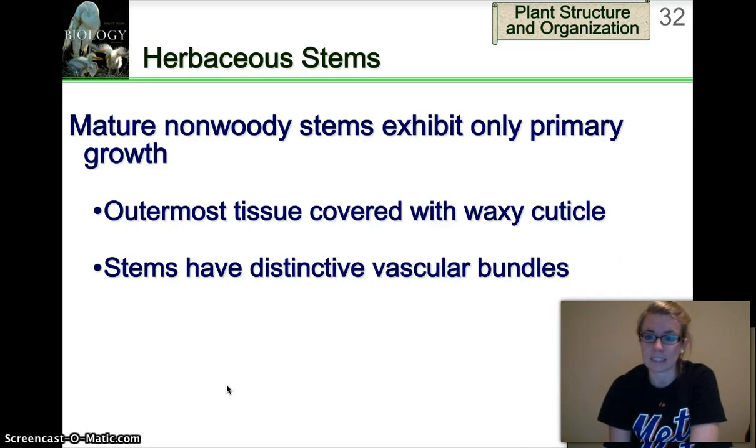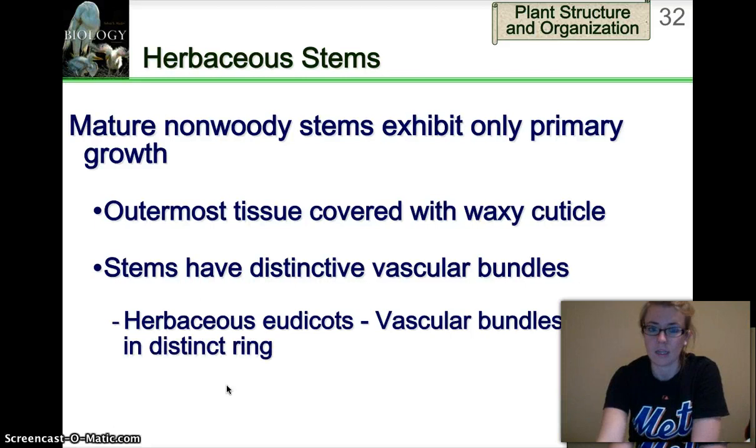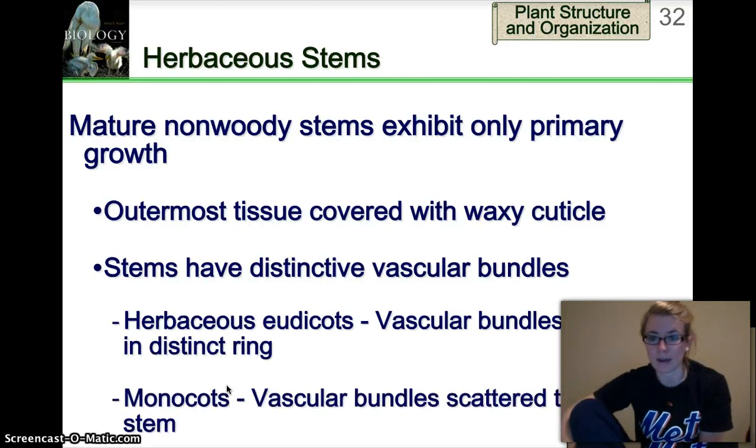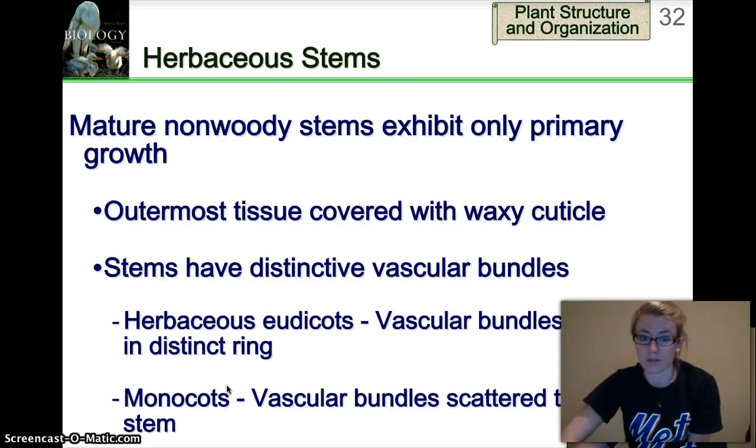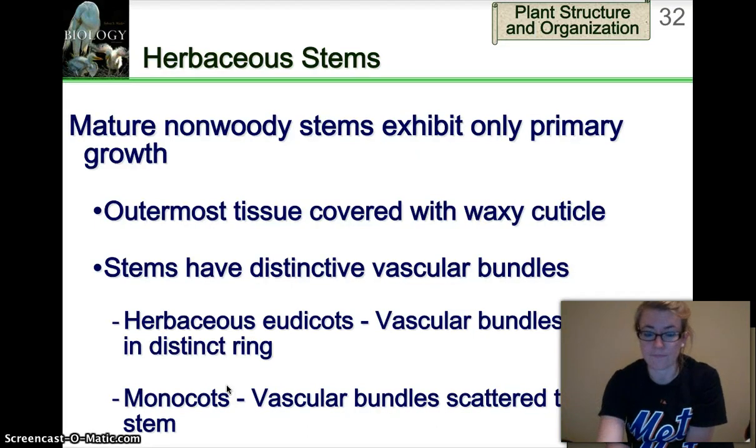The stems have distinctive vascular bundles. You can actually see, going around the inside of the stem, the xylem and the phloem together. And it's different in monocots and dicots. In dicots, the vascular bundles are arranged in a ring, and in monocots, they are arranged just throughout the stem.